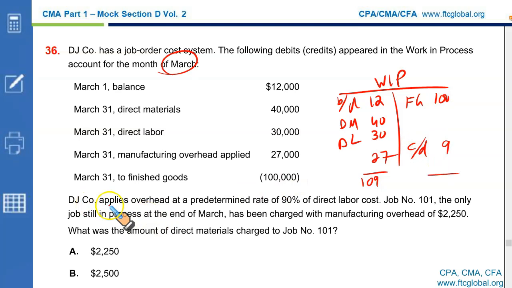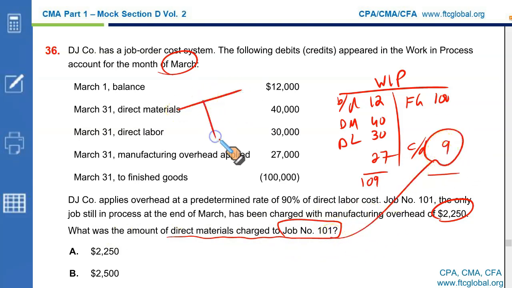It says here, DJ company applies overhead at a predetermined rate of 90% of direct labor. Job number 101, the only job still in process at the end of March, has been charged with manufacturing overhead of 2,250. What was the amount of direct material charged to job 101? If this is the only uncompleted job, then this balance of $9,000 is basically for this particular job, job 101, right? It carried down. Then it should have three things on the debit: direct material, direct labor, and manufacturing overhead. We have been given the manufacturing overhead, that is 2,250. We can write it as 2.25.